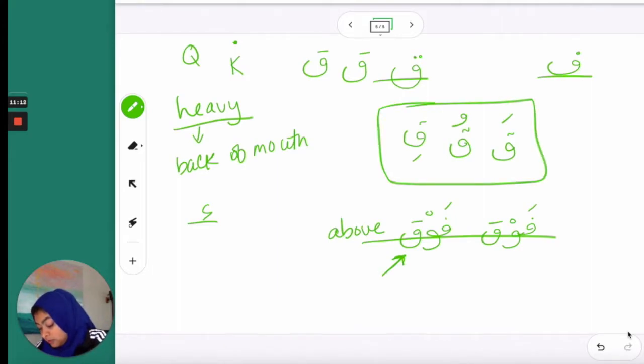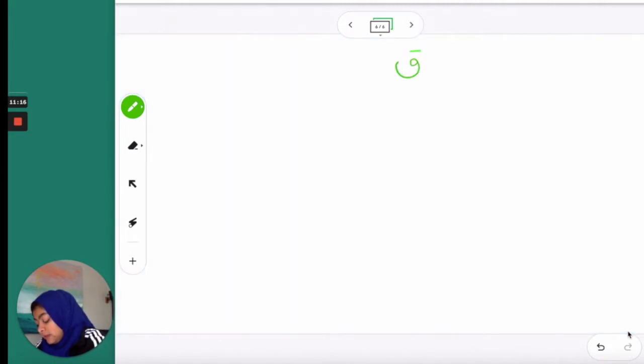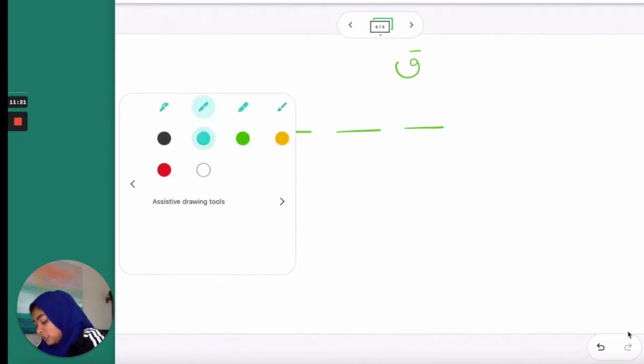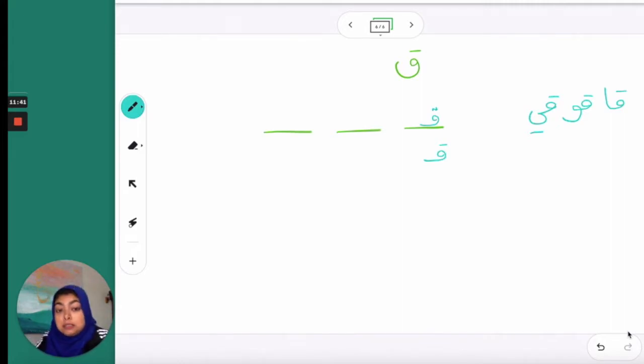So now what we're going to do, let's switch the page. Here we have the letter qaf. We're going to look at initial, medial, final. Initial position looks like the fa. It's simple. The only difference, 2 dots. Okay? And of course, with 2 dots, you can also put a line. So, qa, qu, qi. Qa, qu, qi. Medial position also looks like fa.